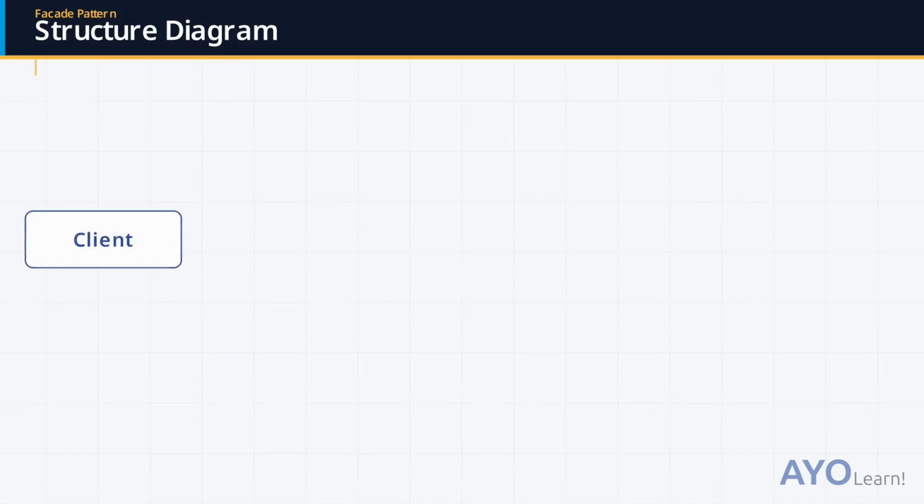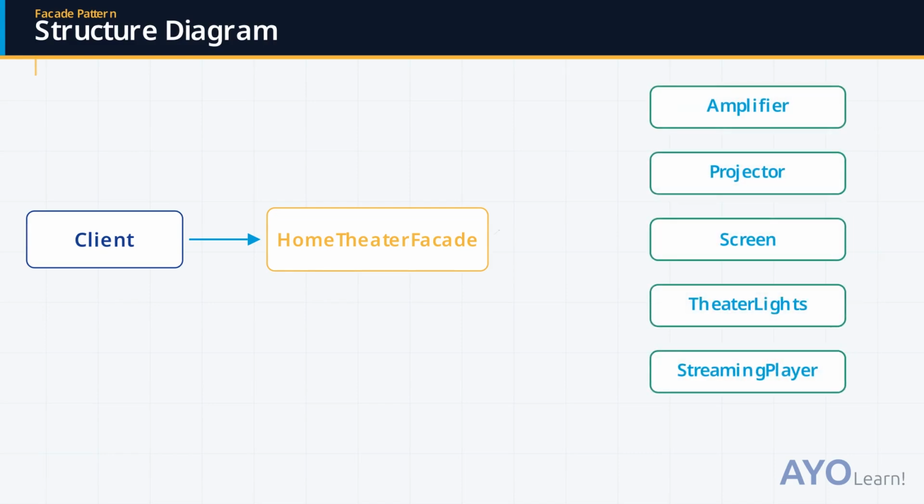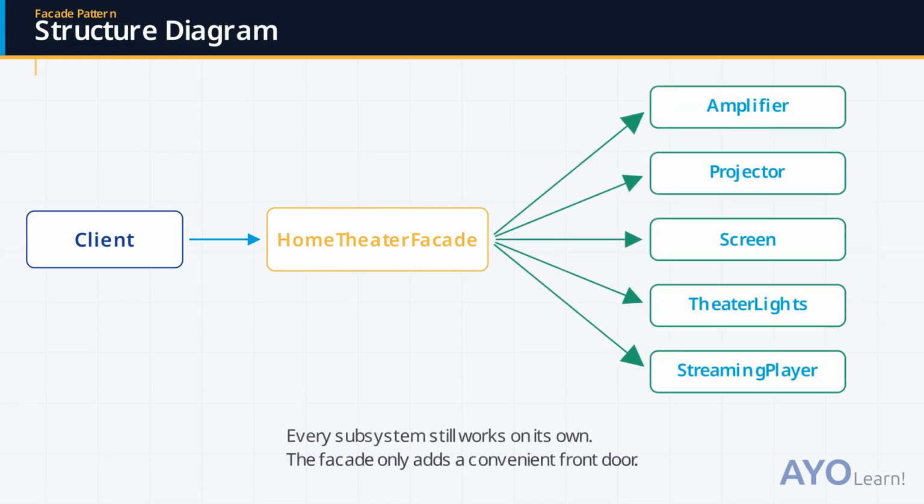Look at the diagram. The client talks to just one home theater facade. From the facade, simple arrows reach each subsystem: amplifier, projector, screen, TheaterLights, and StreamingPlayer. Remember, every subsystem still works on its own. The facade only adds a convenient front door. It doesn't hide or lock anything away.